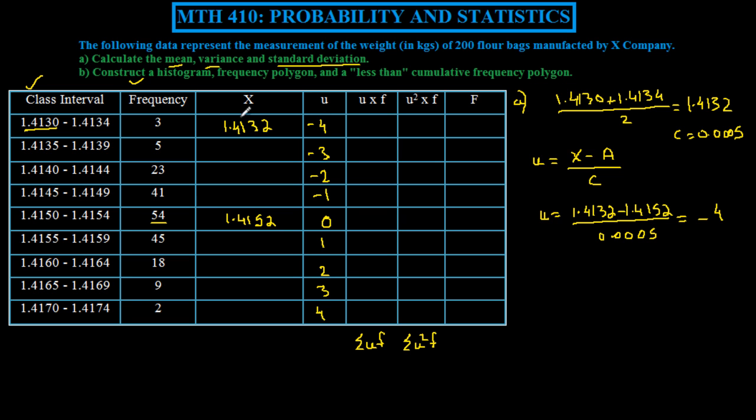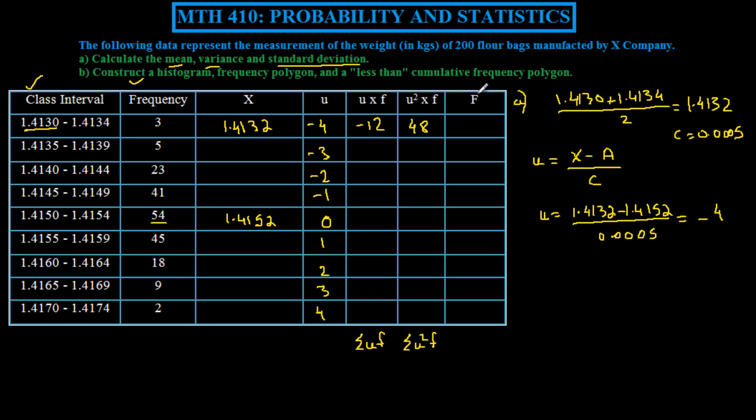U times f, so frequency, right? The number of times we have a flour bag in this interval is 3. 3 times minus 4 is minus 12. Then to get this value, we can either take the frequency and multiply it by minus 4 whole squared, or we can just multiply this column by this column. So 3 times 4 squared is 16 times 3, which is 48, or 4 times 12 is also 48.